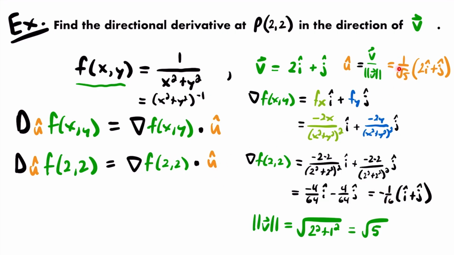Okay, so for the gradient, we can pull out that negative 1/16th, and for the unit vector, we can pull out that 1 divided by the square root of 5, multiply those two scalars together, and then multiply that result by the dot product of i plus j from the gradient vector with 2i plus j from the unit vector. Okay, so here's what that will look like. The directional derivative will be equal to those two constants. So we have negative 1/16th times 1 divided by the square root of 5, all multiplied by the dot product of this vector and this vector.